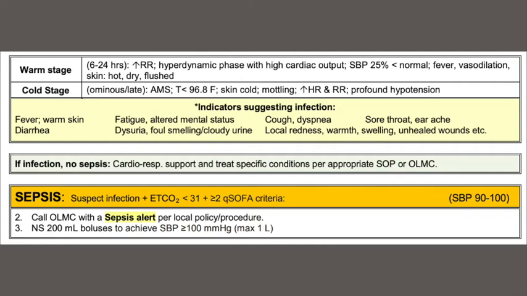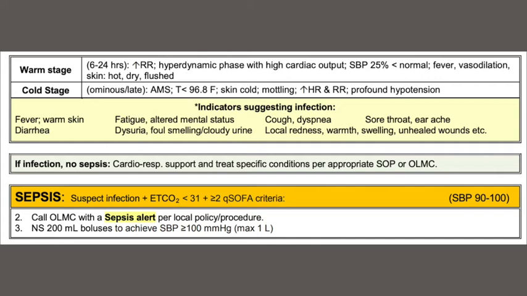So indicators suggesting infection: fever, warm skin, diarrhea, fatigue, altered mental status, dysuria. So that's going to be foul smelling or cloudy urine or frequent urination, urination that is not normal. Cough, dyspnea, so shortness of breath, local redness, warmth, swelling at unhealed wounds, and a sore throat or an earache.